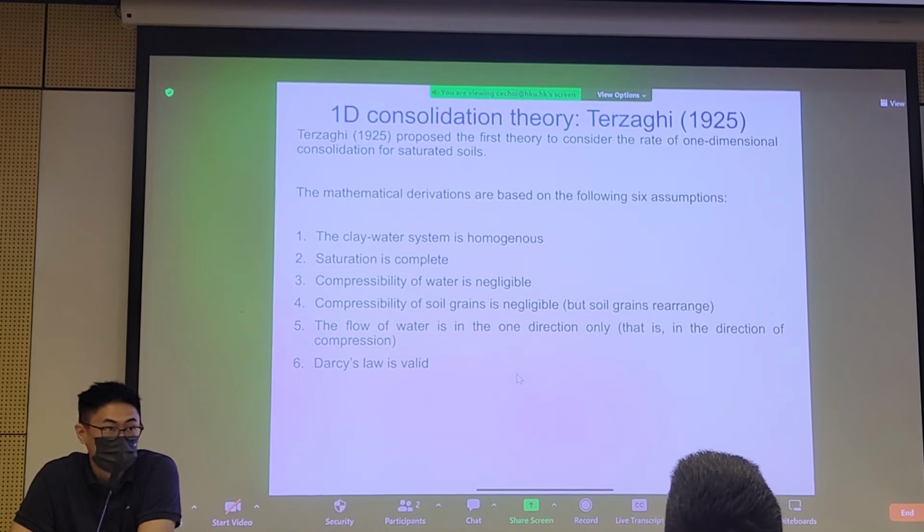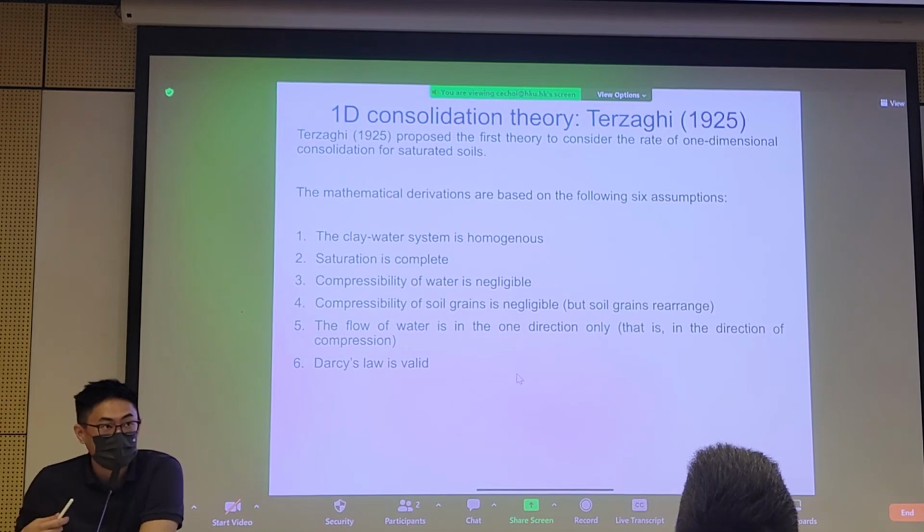The properties are quite uniform spatially, is what we mean, with depth and laterally into the page. That's the first assumption, that we don't have any heterogeneity. The second assumption is the soil must be completely saturated.